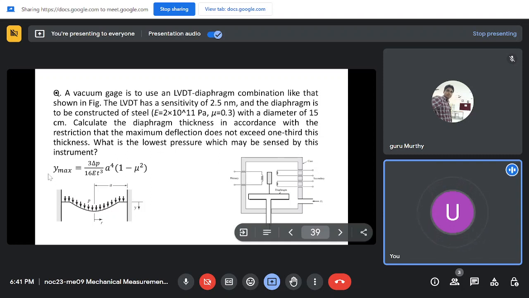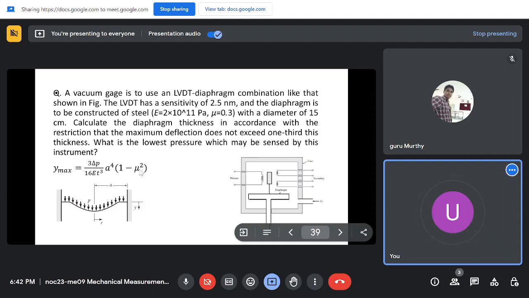And here there is a relation given for the diaphragm. This is the deflection, and when the diaphragm goes through, delta P is the pressure which is applied, the reference pressure, and then E and T are material properties, A is the radius of the diaphragm, and mu is the Poisson's ratio. It is all given, so the deflection can be calculated using this relation.